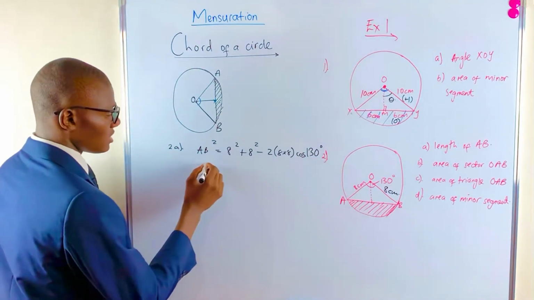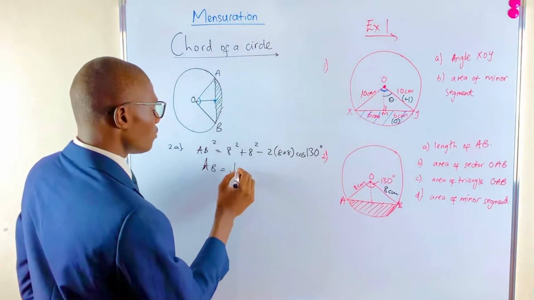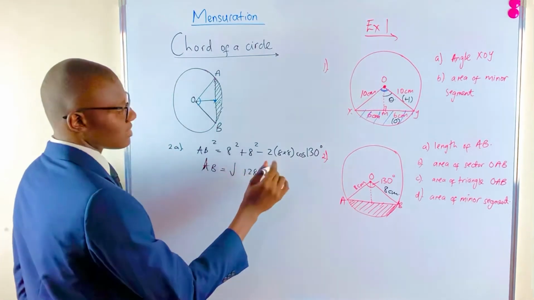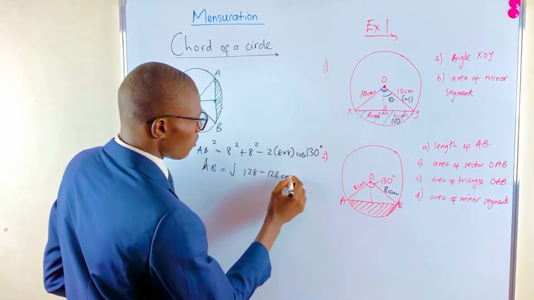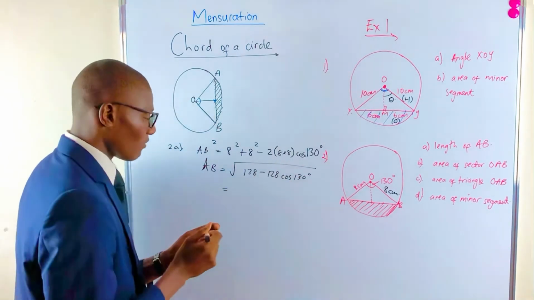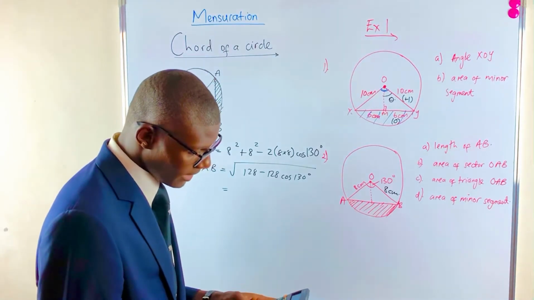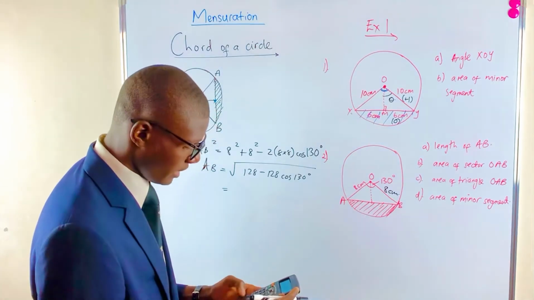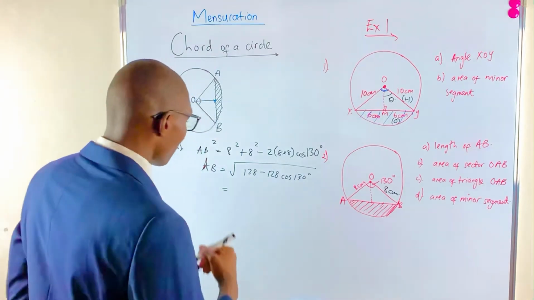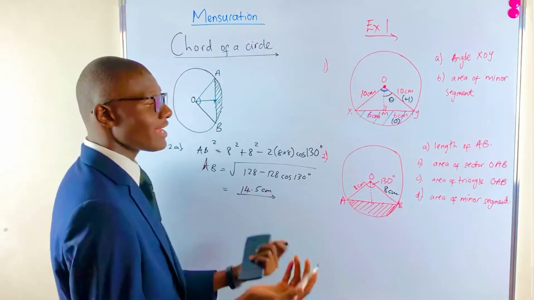degrees, which means AB will be equal to the root of 64 plus 64, that gives us 128 minus 128 cos of 130 degrees. We can further simplify this to get 128 minus 128 cos of 130. The root of that will give us 14.5. So 14.5 centimeters would be the length of AB.